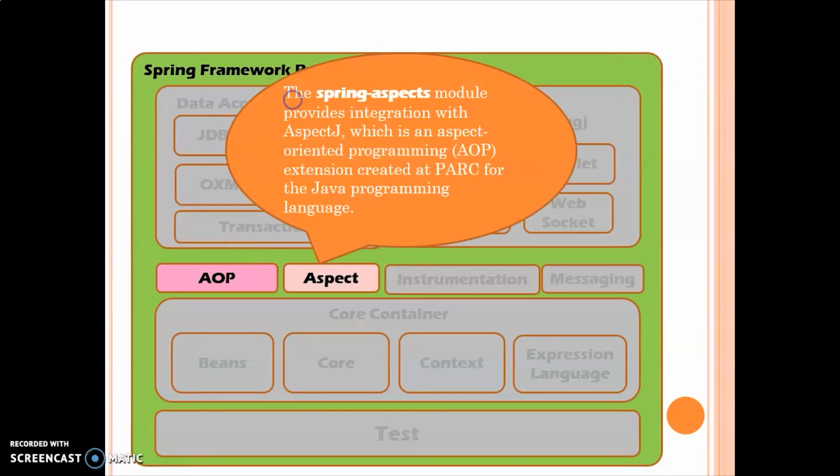Going further, we talk about the aspect. Again, Spring Aspects is a module which allows us to integrate with AspectJ, which is also an implementation of aspect-oriented programming, created at Parc, for the Java programming language. So again, AspectJ, you can say, is an implementation of the concept of aspect-oriented programming. So Spring provides you a set of APIs which you can use to implement the concept of aspect-oriented programming. It has its own implementation, which is there in the Aop. You can also use the AspectJ implementation. So you can see there are two different implementations which are supported here. One is the Aop implementation and the other is the Aspect implementation.